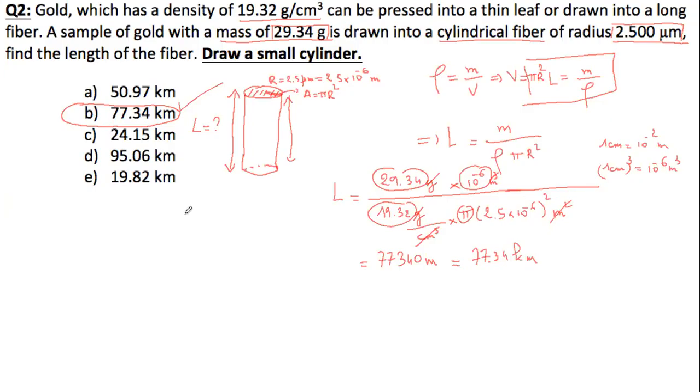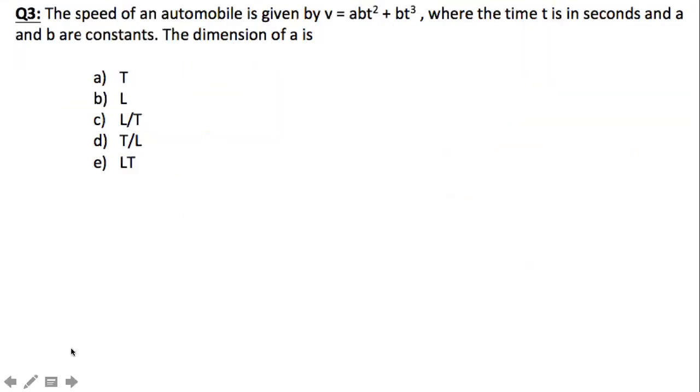Great. So let's go to the next question. V, the speed of an automobile, is given by this relationship: V = A B T squared plus B T cubed, where T is the time in seconds, and A and B are constants. I did not say dimensionless constant, I just said constant. And the question is, find the dimension of A and find the dimension of B.